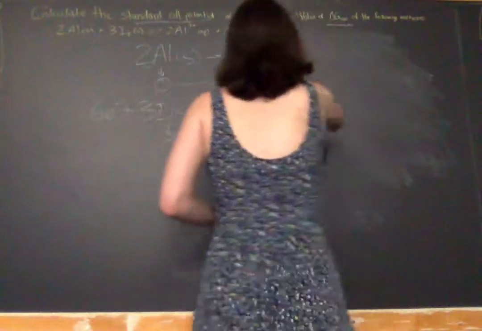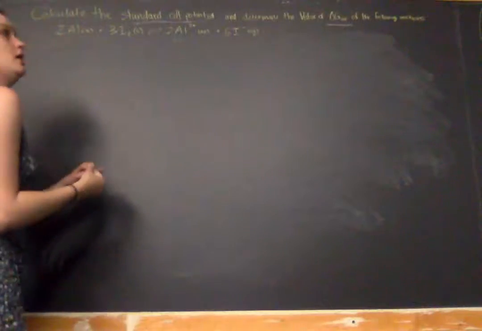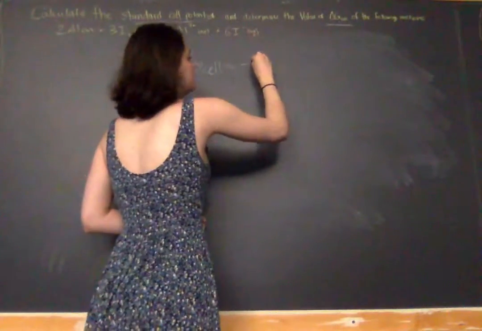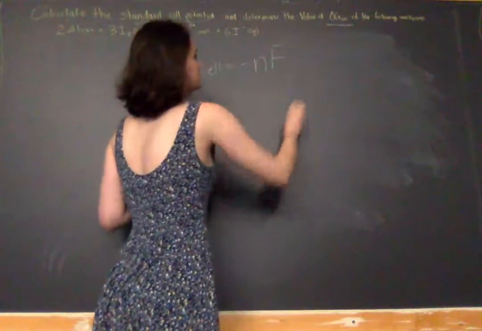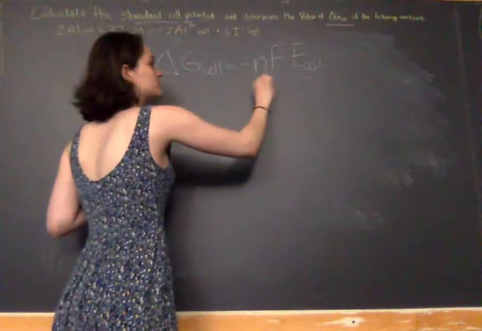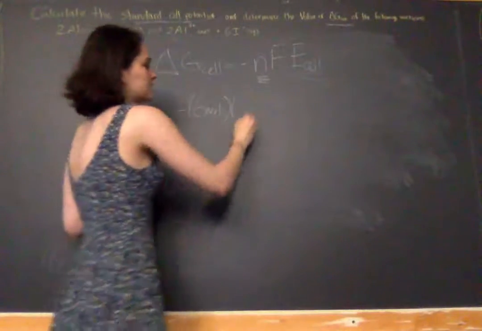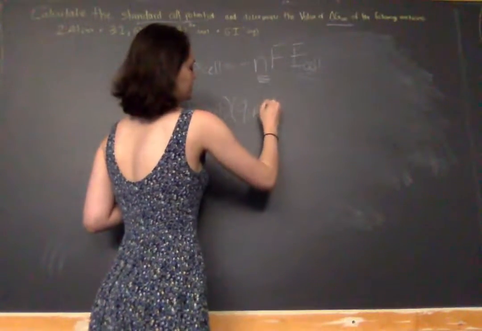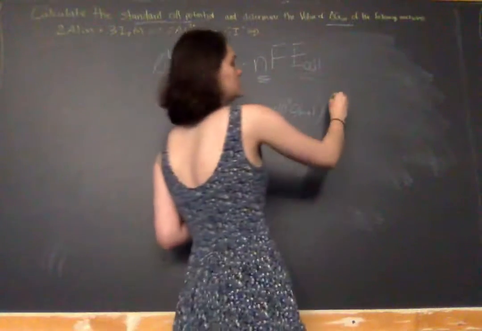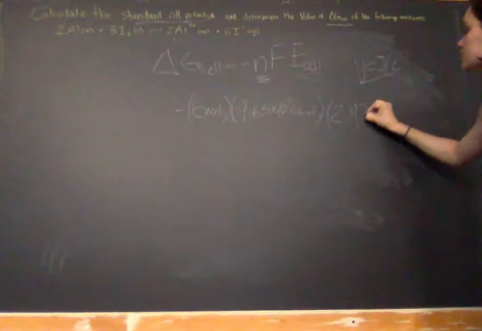And then the next part is we're going to find our delta G of cell. And we'll recall that delta G of cell equals negative moles of electrons times Faraday's constant times E of cell, which we just found. So it's just plug and chug. So the number of moles of electrons that we had was 6, so negative 6 moles, times Faraday's constant, 9.65 times 10 to the 4th coulombs per mole. And then for our E of cell, it's 2.19 volts, which equals joules per coulomb.